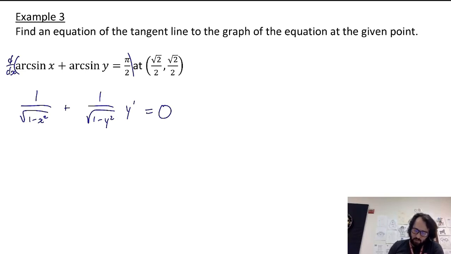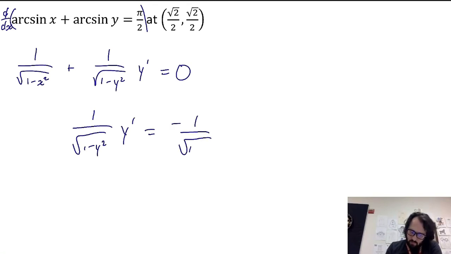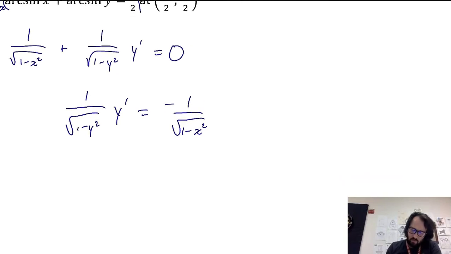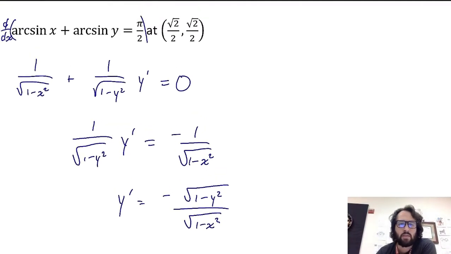So then I would subtract over the 1 over root 1 minus x squared. So this is 1 over root 1 minus y squared, y prime, equals negative 1 over root 1 minus x squared. Then I can multiply by the square root of 1 minus y squared, so y prime is negative square root of 1 minus y squared over root 1 minus x squared. And we've done these things in implicit differentiation before, where we have to solve for y, but I'm not going to do that in this case. There's no need to.